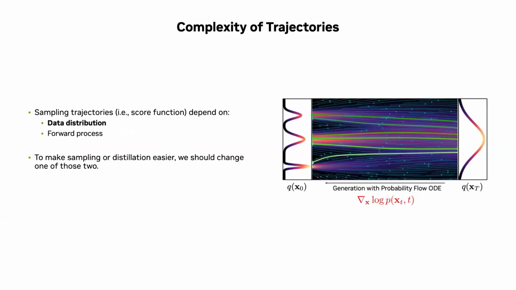So that was kind of interesting, being able to design a new forward process specifically for video models. But what about changing the data distribution now, to make these trajectories that appear in diffusion models smoother?